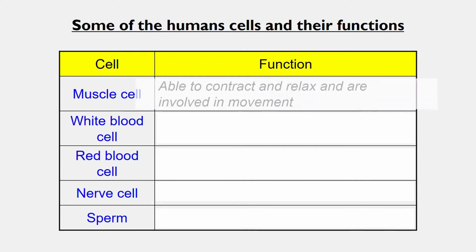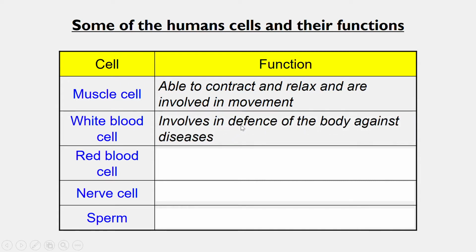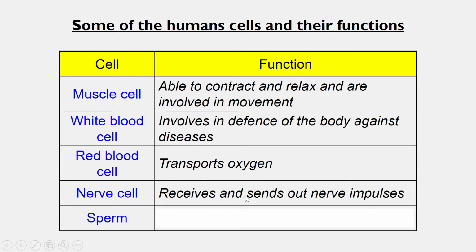For example, muscle cells are able to contract and relax, enabling movement. White blood cells are involved in the defense mechanism in the body. Red blood cells are for the transportation of oxygen. Nerve cells receive and transmit nerve impulses. And the sperm cell, which is present in males, is involved in reproduction, and it will fertilize the ovum.